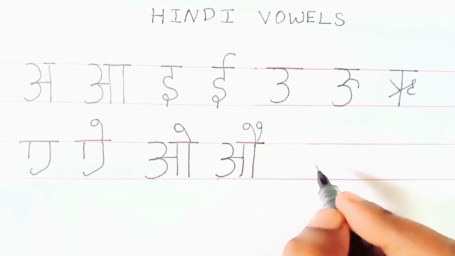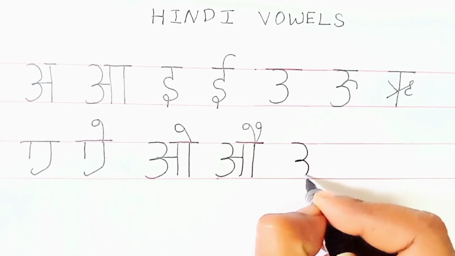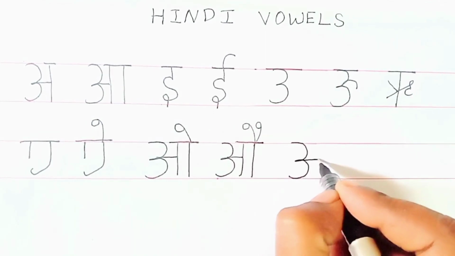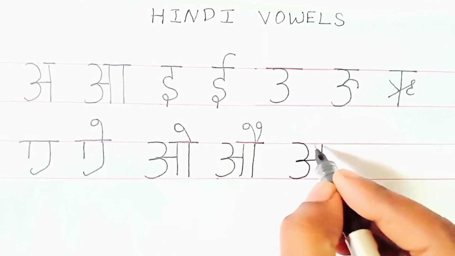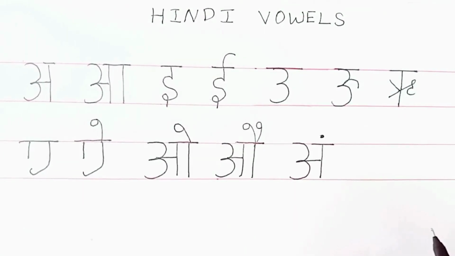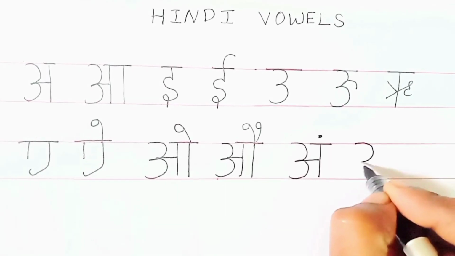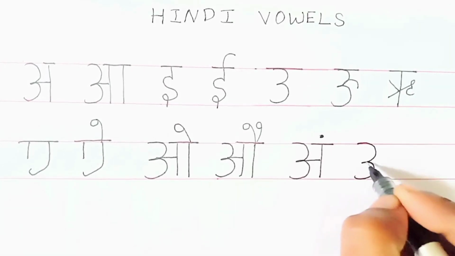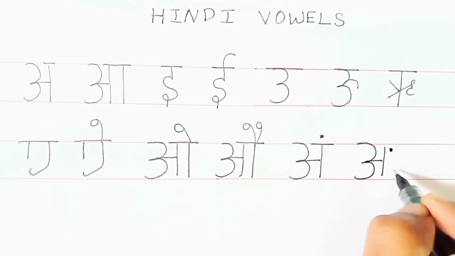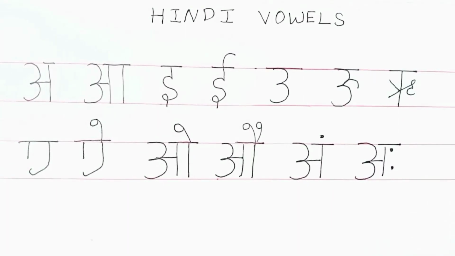And the next letter is for writing the letter A is used. After the letter, a small dot is placed at the top. And for the next letter, we have to use the letter A and two dots after A. So it is ah.